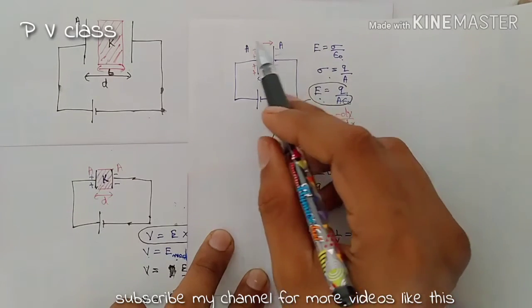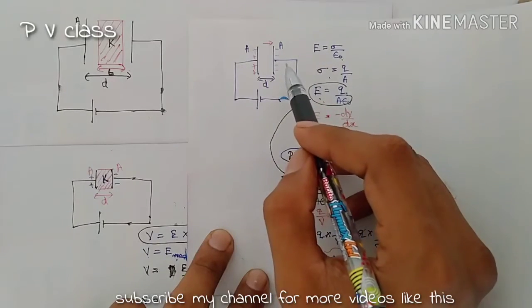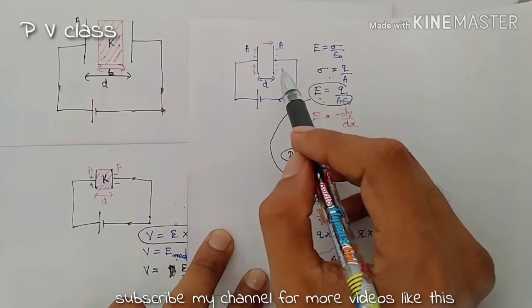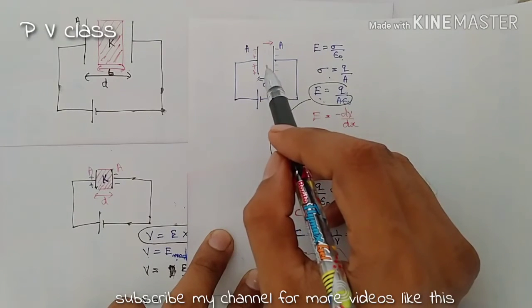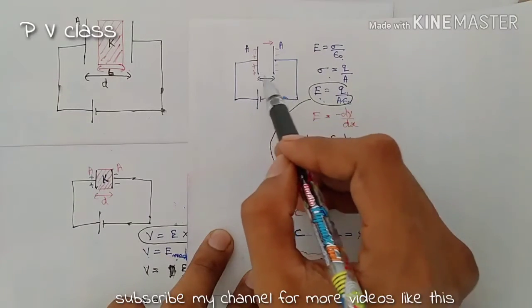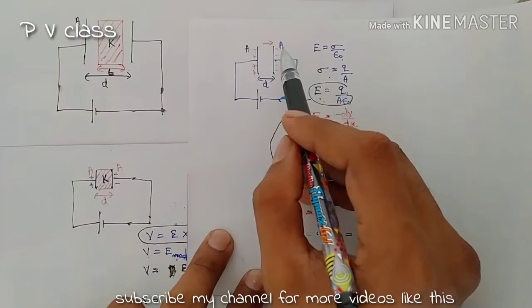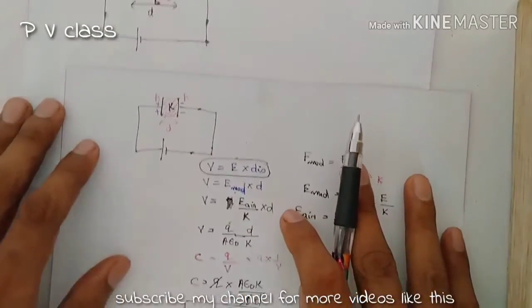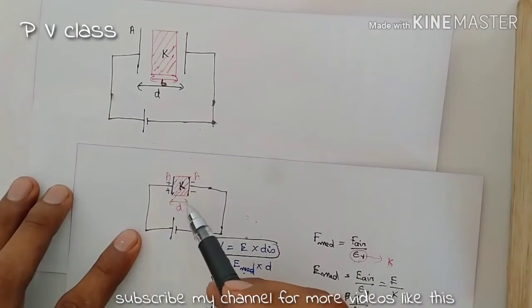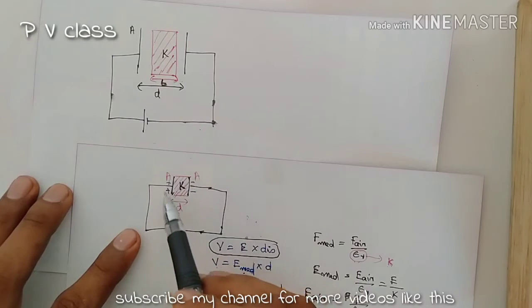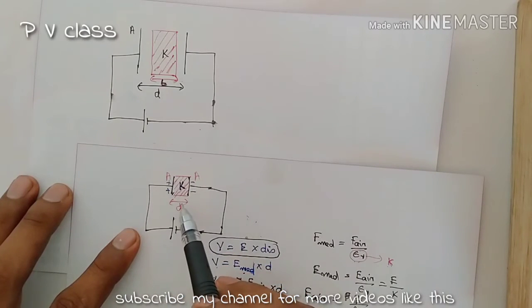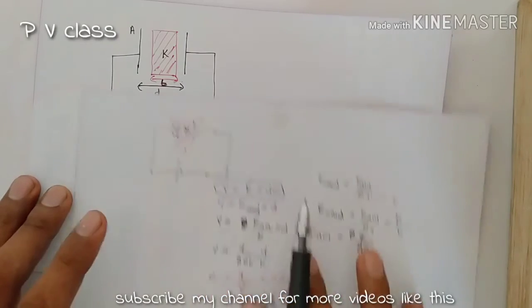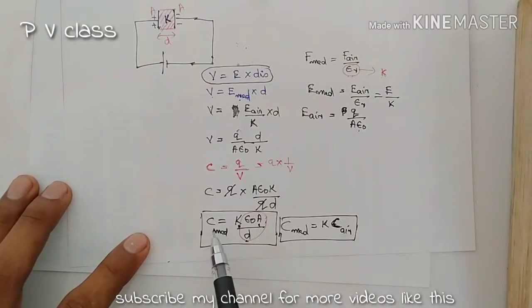For that, let's consider this diagram. This was the diagrammatic representation of a parallel plate capacitor which does not have any dielectric, and the distance between the plates is D, plate area is A. We were getting an expression for that as C air is equal to epsilon 0 A by D. Now, if we analyze this diagram, this is the diagrammatic representation of a parallel plate capacitor which is completely filled with dielectric, and we obtained the expression for that as C medium is equal to K epsilon 0 A by D.